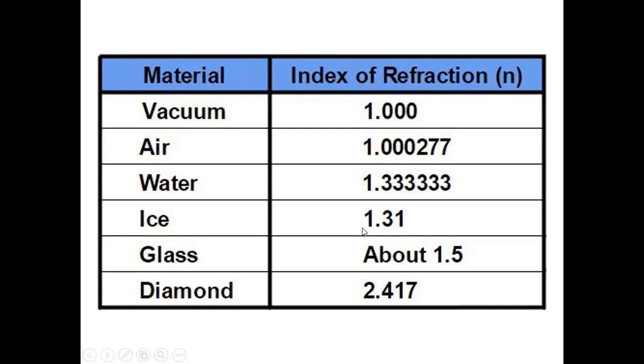In ice, it will be 1.31. For glass, it's about 1.5. And for diamond, it's 2.417. So you see, diamond does have a higher refractive index than other materials. That gives the quality of the diamond, and that's why it is really expensive.